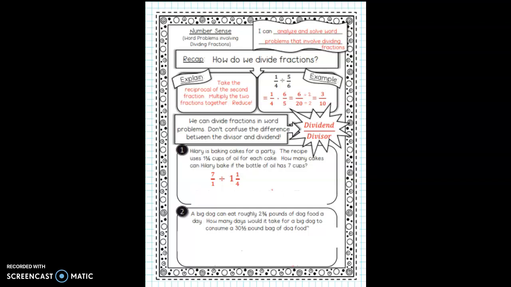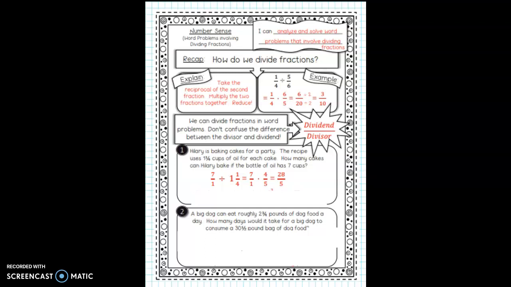4 times 1 is 4, plus the numerator of 1 is 5 for 5/4. We are going to change the division sign to multiplication and write the reciprocal of our improper fraction as 4/5. 7 times 4 is 28. 1 times 5 is 5.